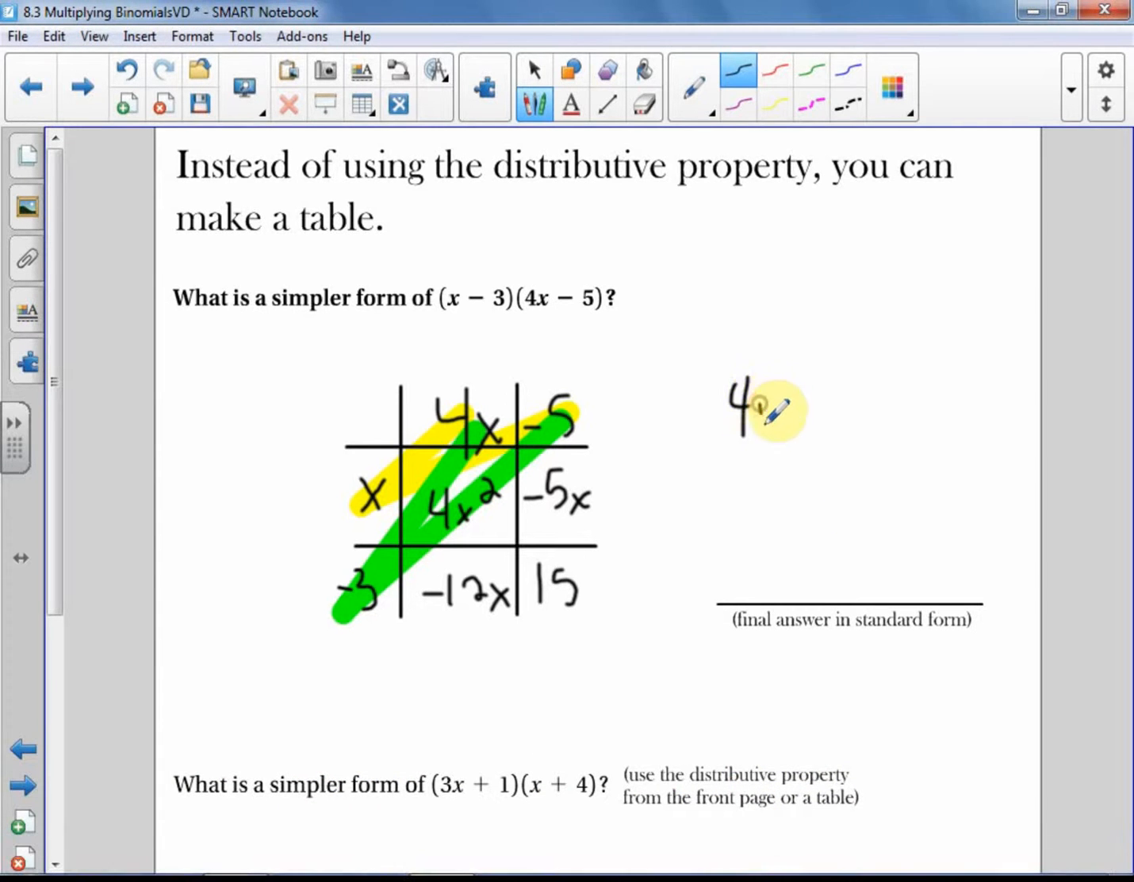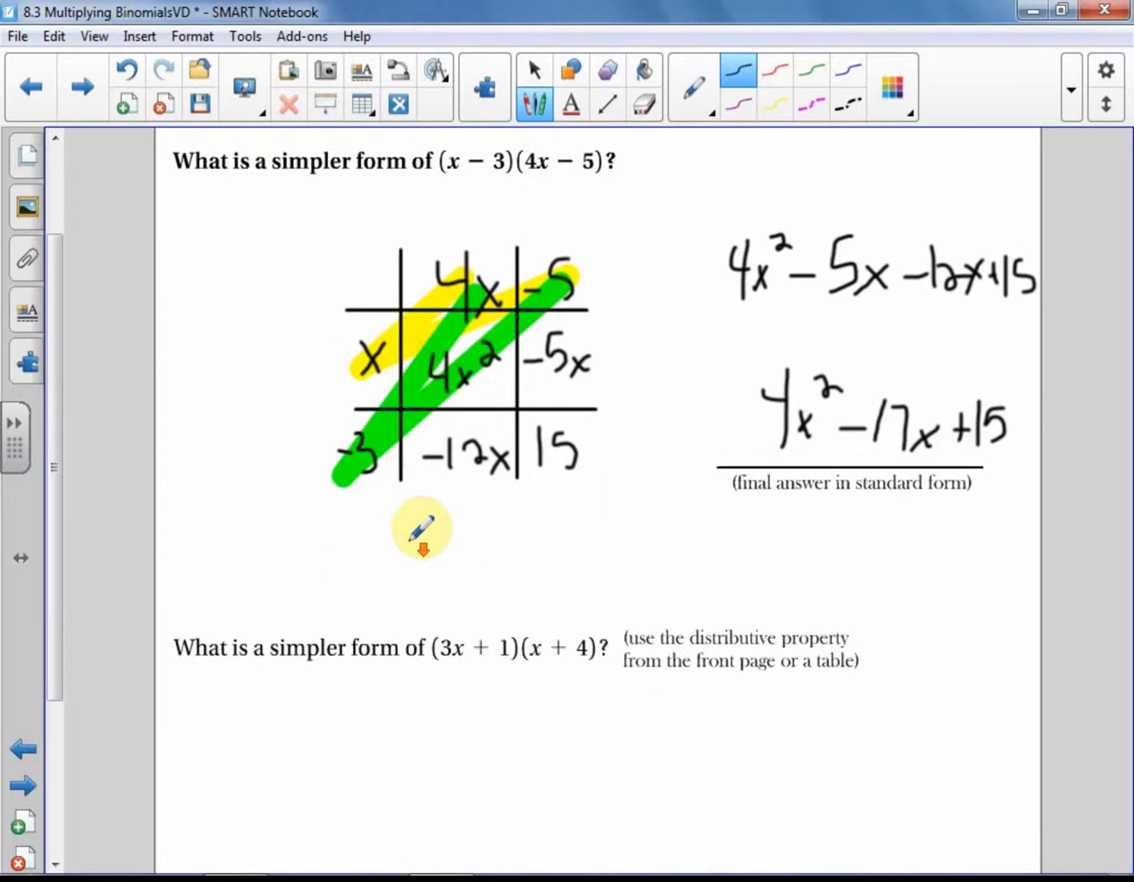So I have 4x squared minus 5x minus 12x plus 15. I'm going to combine like terms. I have 4x squared, negative 5x plus a negative 12x, that is a negative 17x plus 15. Totally made an error on my paper. Fix that right now. That should be a negative 12x, so that will be a negative 17x. Whoops. So, final answer, 4x squared minus 17x plus 15.